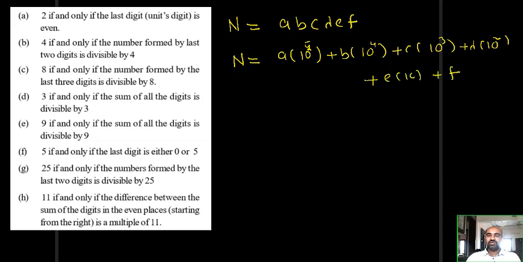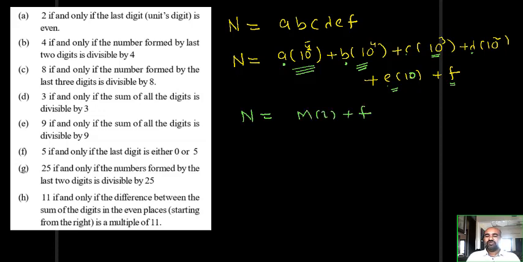Observe students, the first term is divisible by 2 because 10 is present. 10 power 5 means a multiple of 10, and a multiple of 10 means divisible by 2. This is divisible by 2 irrespective of a. Irrespective of b, this term is divisible by 2. Irrespective of c, this term is divisible by 2 because 10 is present. Irrespective of d, 100 is also divisible by 2. Irrespective of e, this term is also divisible by 2, but you don't know about f. That's why I can write n is equal to a multiple of 2 plus f.